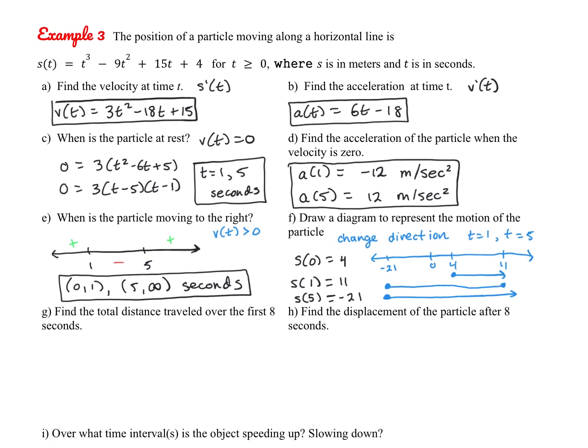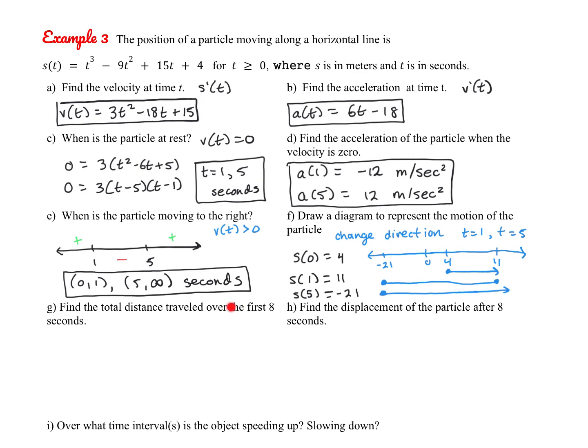All right, so next we're asked to find the total distance traveled over the first 8 seconds. So for this, we will need to find the position of our particle after 8 seconds. So if we plug this again into our position function, we get 60. So to find the total distance traveled, we want to know the distance from here to here, and then here to here, and then here until 60, and we're going to add those up. So the distance between here to here we can find by doing 11 minus 4. So that's the distance between 0 and 1 second, because at 1 second it's at 11.